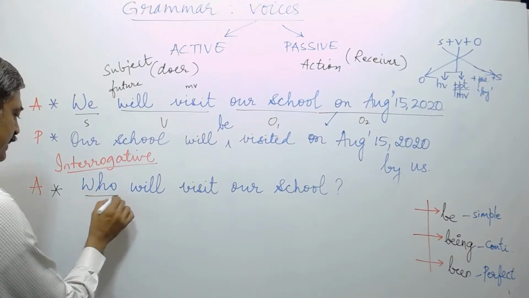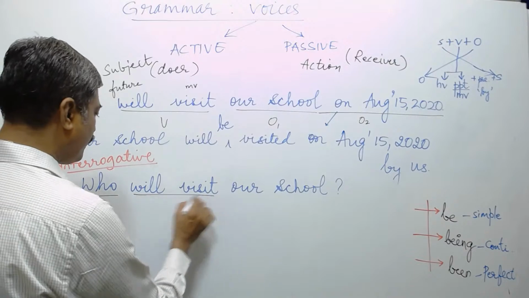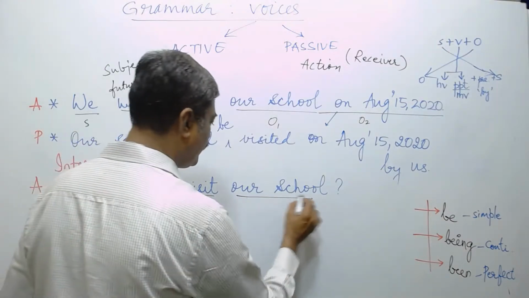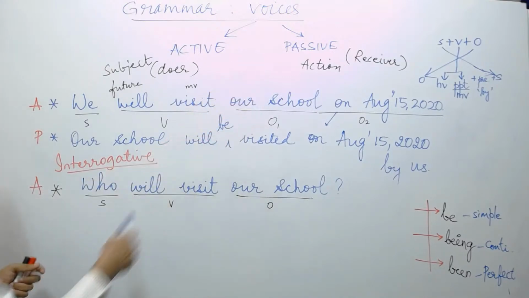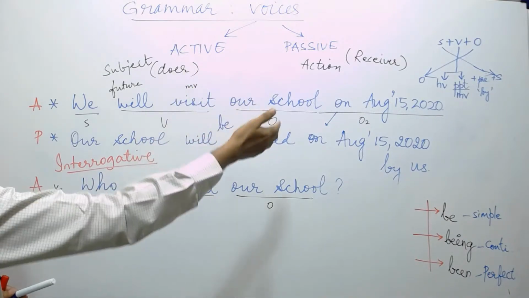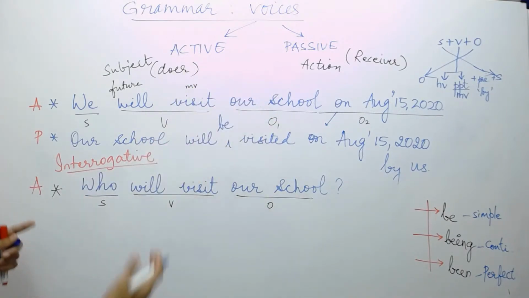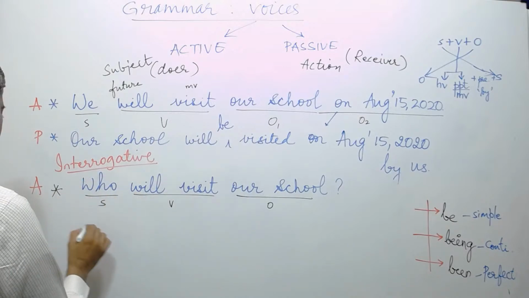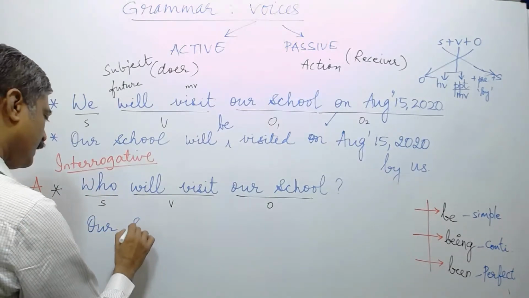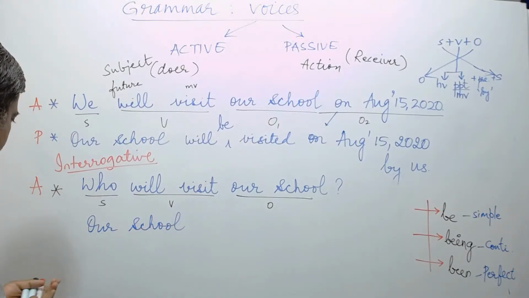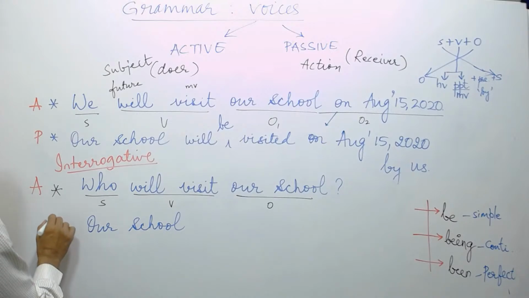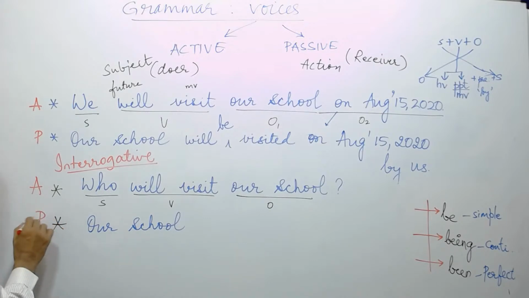Still make it as identify as subject, verb, and object. Okay, so who will visit our school? Now simply interchange, the same thing as we have been doing, simplifying that rule that we have got here. So let's interchange the places now. Our school. Now, what is the verb that we have got there? Will visit. So we'll get the same verbs there in the passive form.